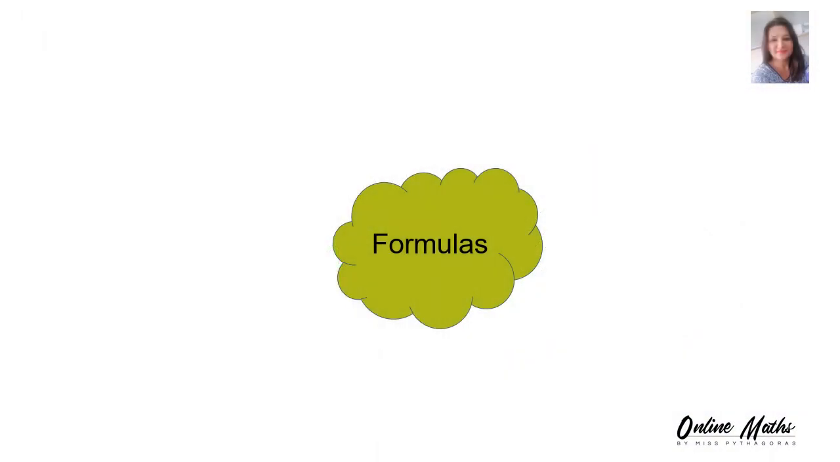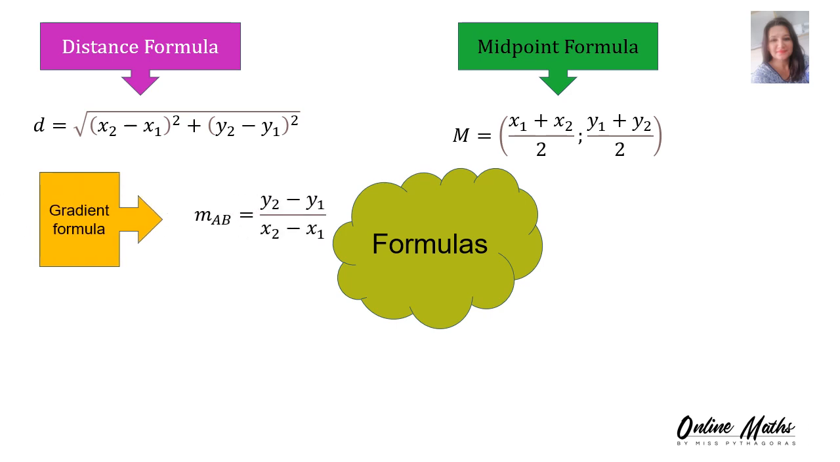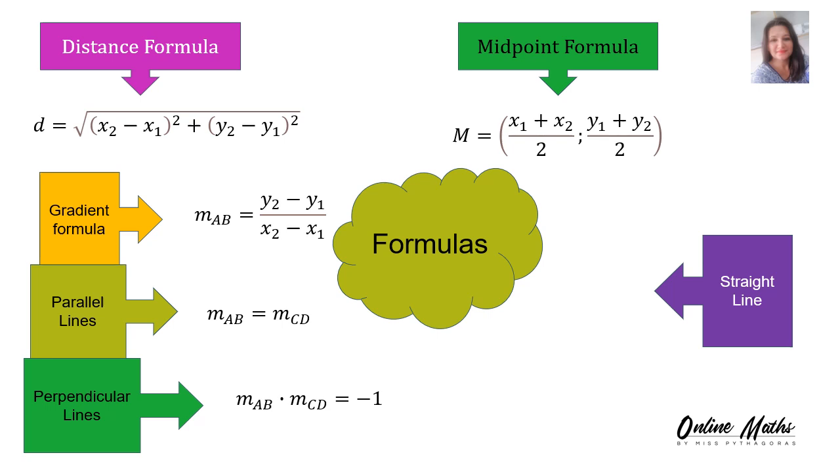Let's take a look at all the important formulas that you must know already. The distance formula, the midpoint formula, the gradient formula. Two parallel lines, the gradients are equal. Perpendicular lines, there's a formula: the one gradient times the other gradient is equal to -1. And then for the straight line, there's two formulas.